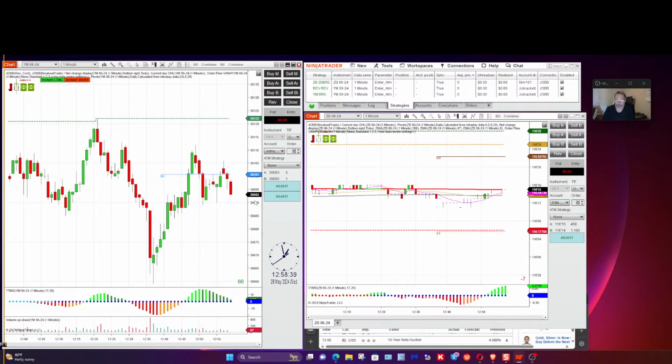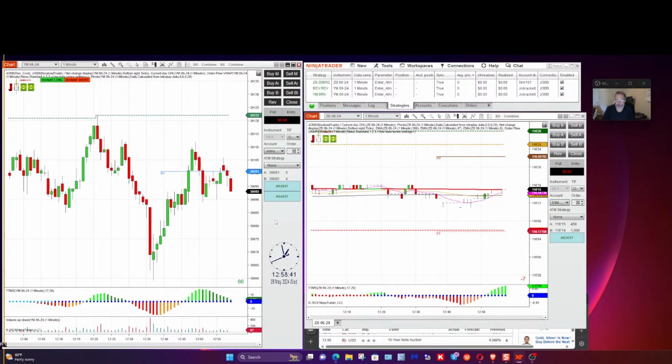All right, so 1301.30. Our orders will show up on the chart. Remember, you can press your adjust button if you feel like you're getting too close to a fill before the auction affects the market.